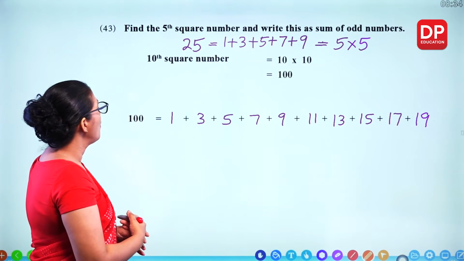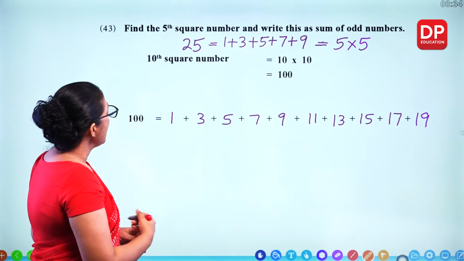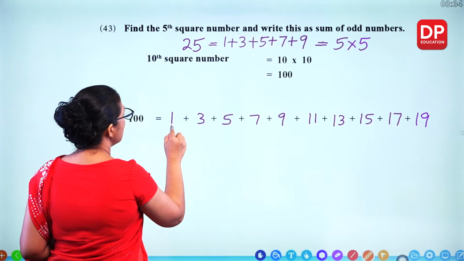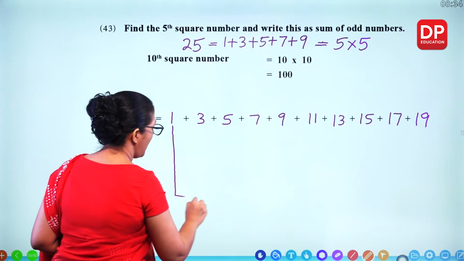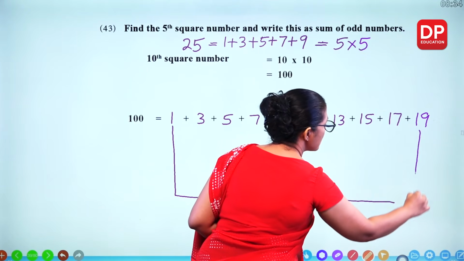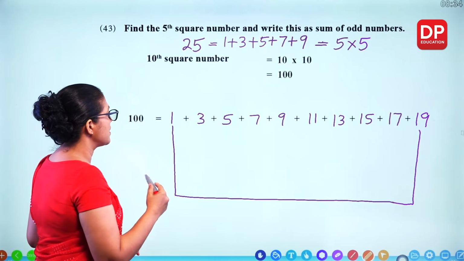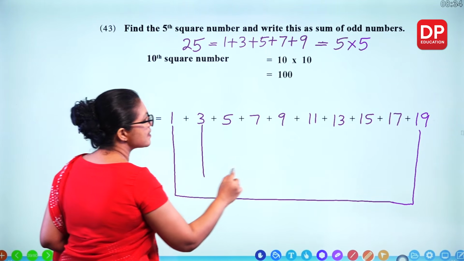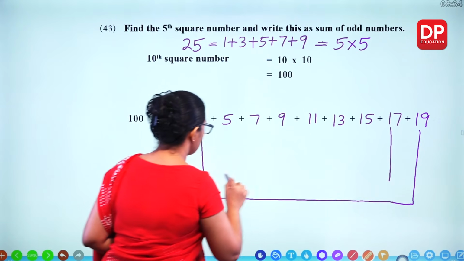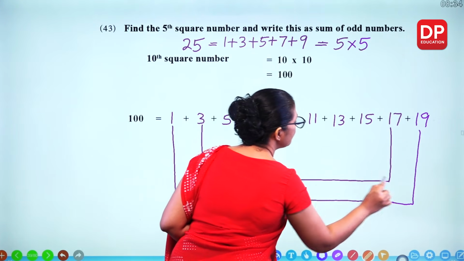Now, when you take this and this, what do you get? 19 plus 1, 20. 3 plus 17, also 20.